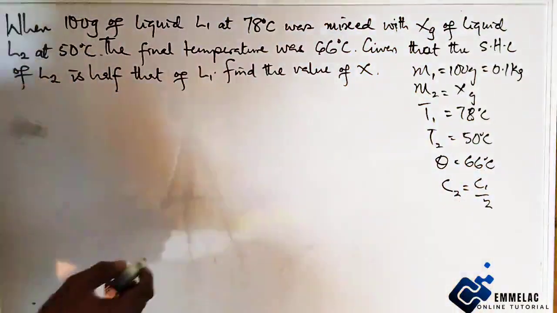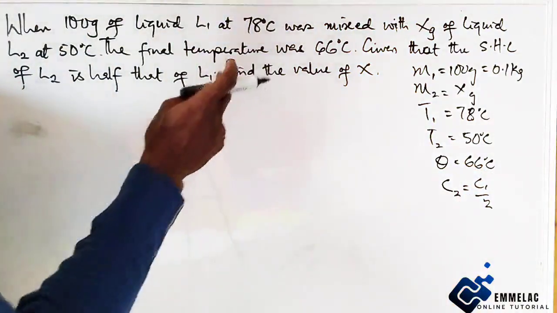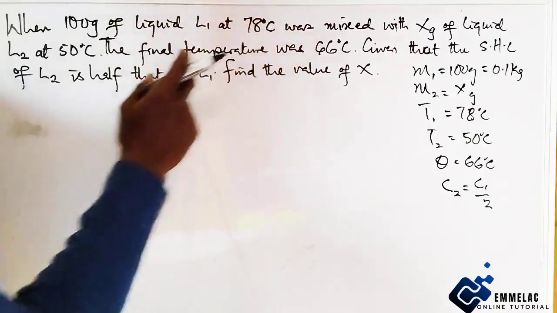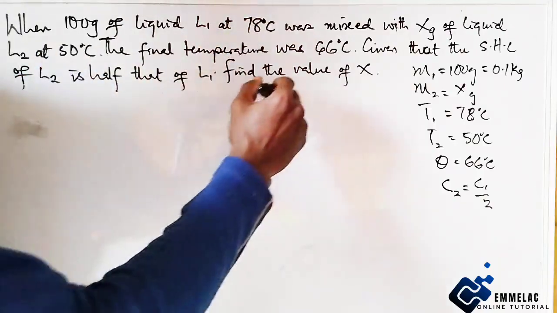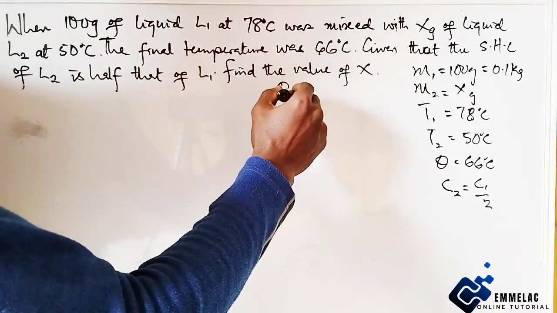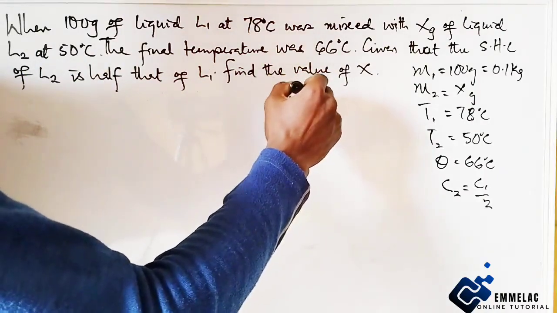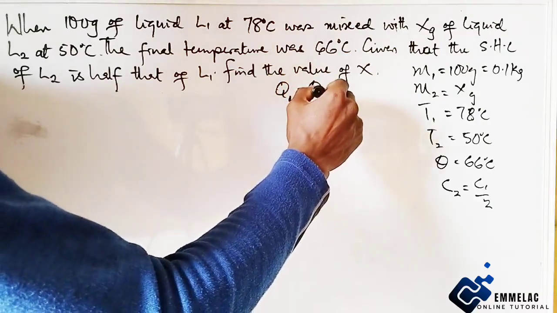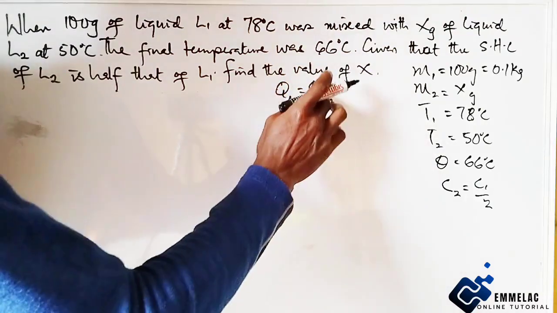And we know from the question that the specific heat capacity of liquid 2 is half of liquid 1. So in this case, the heat loss by liquid 1 will be the heat gain by liquid 2. So here we know that heat loss by liquid 1 equals heat gain by liquid 2.